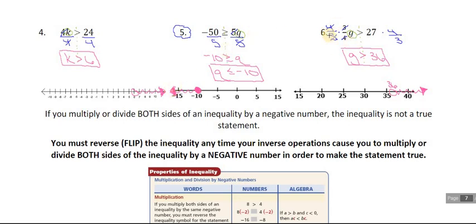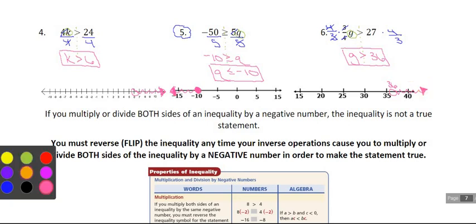Number 6, I still am using my multiply by the reciprocal approach to see that cross cancel, the 4s and the 3s. We end up with g is greater than 36. So we approximate 36 on our number line. Open circle, shade to the right.